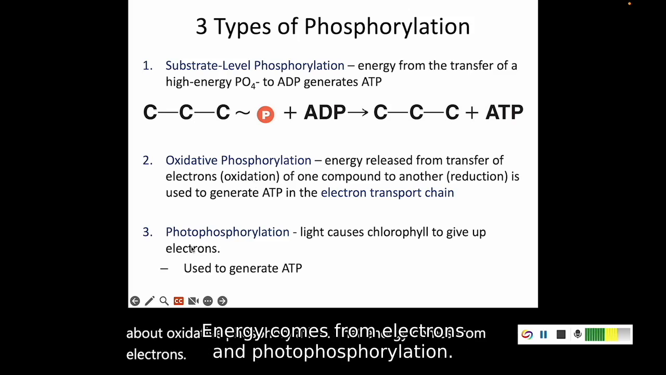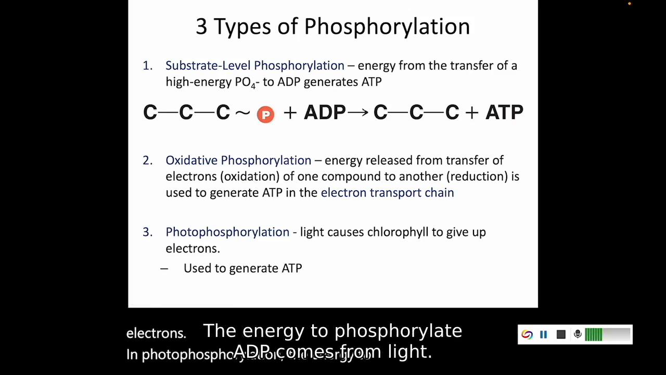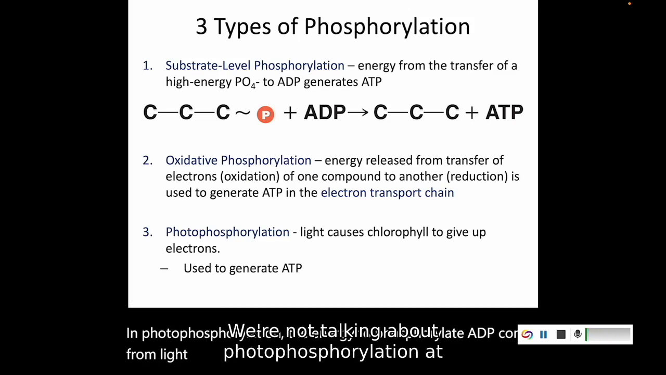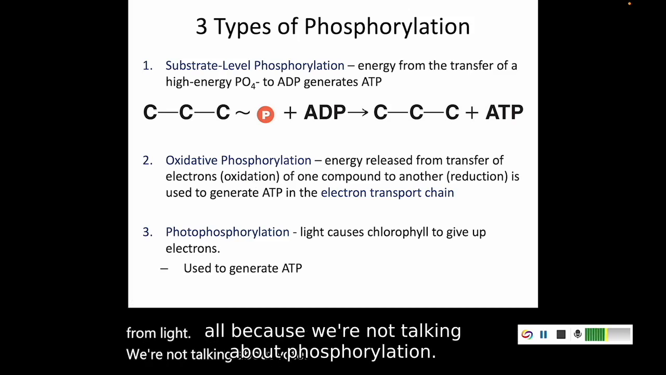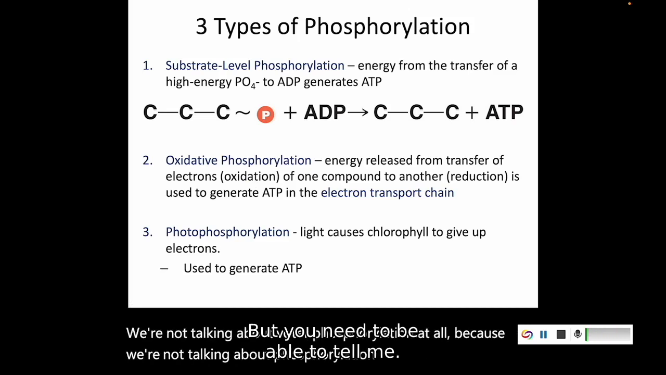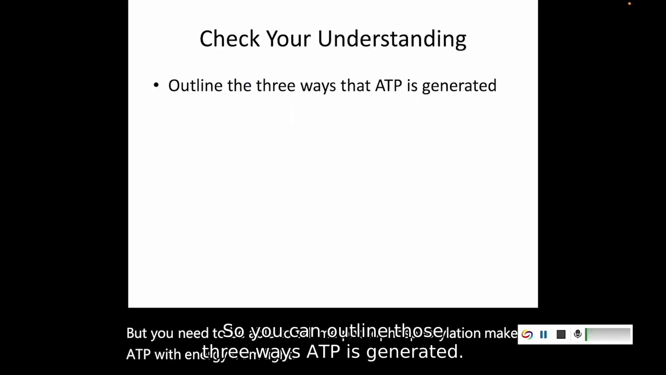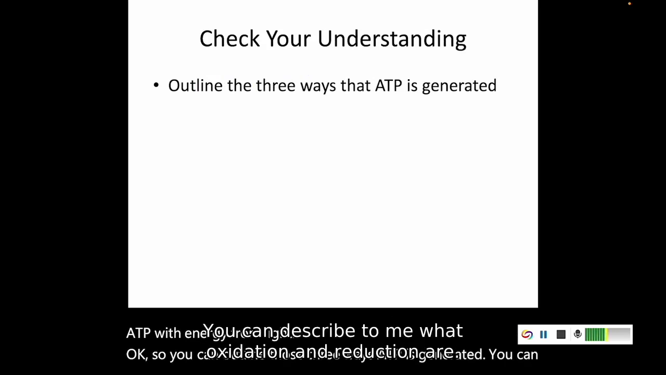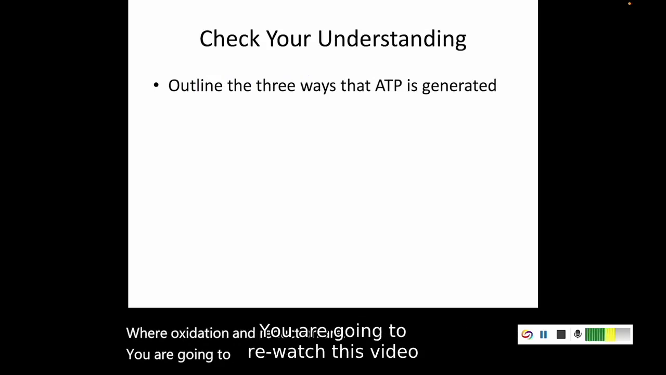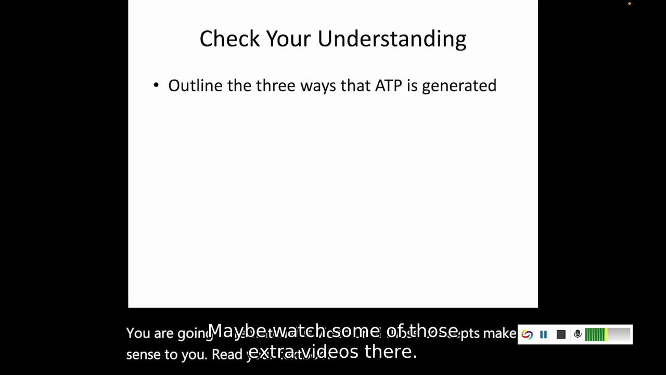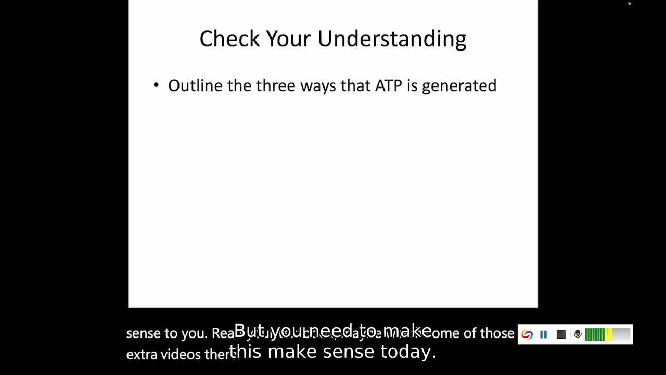In photophosphorylation, the energy to phosphorylate ATP comes from light. We're not talking about photophosphorylation at all, but you need to be able to tell me photophosphorylation makes ATP with energy from light. Okay, so you can outline those three ways that ATP is generated. You can describe to me what oxidation and reduction are. You are going to rewatch this video until those concepts make sense to you. Read your textbook, maybe watch some of those extra videos there, but you need to make this make sense today.